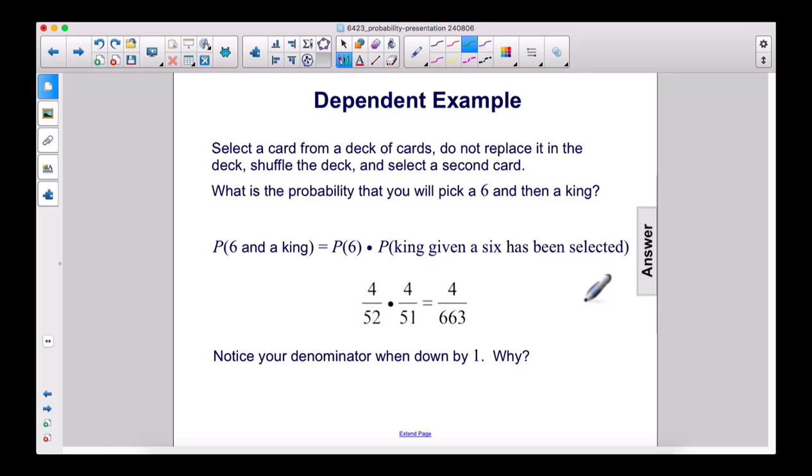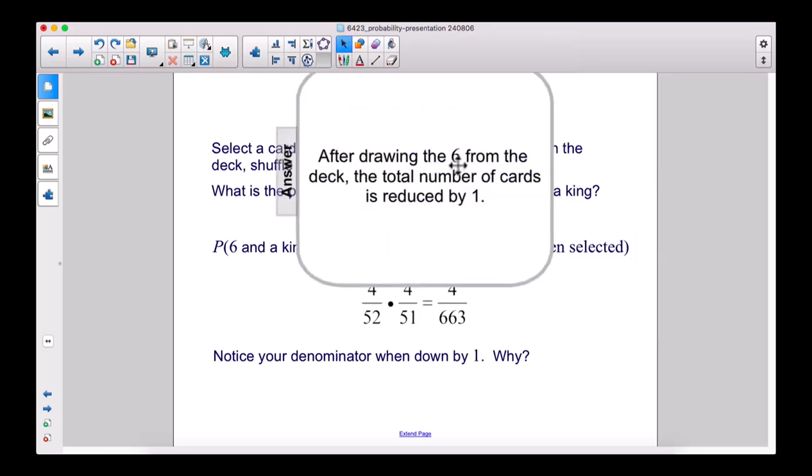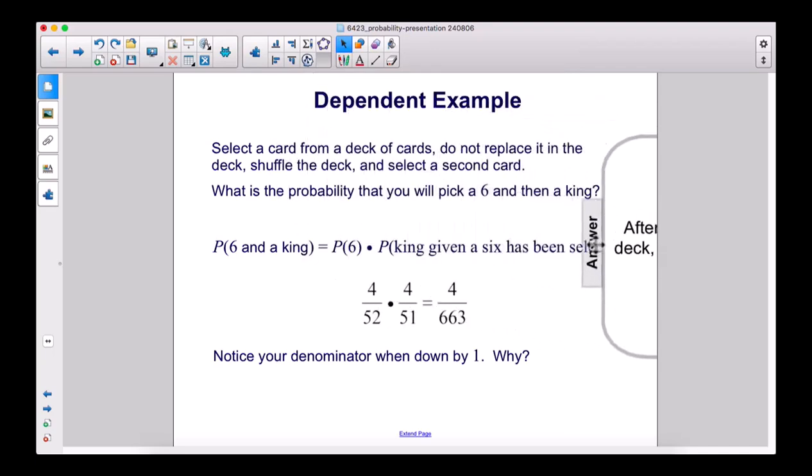Why? After you took out the 6 initially, the total number of cards is reduced by 1. But it wasn't a king initially, so if you had chosen a king and then another king, the numerator would also go down by 1, right? Because there would be one less king to choose from. But in this case, we're removing a 6, which did not affect the number of kings in the deck, but it did affect the total number of cards.